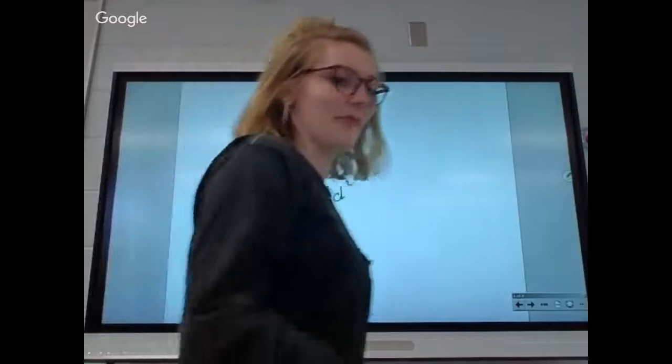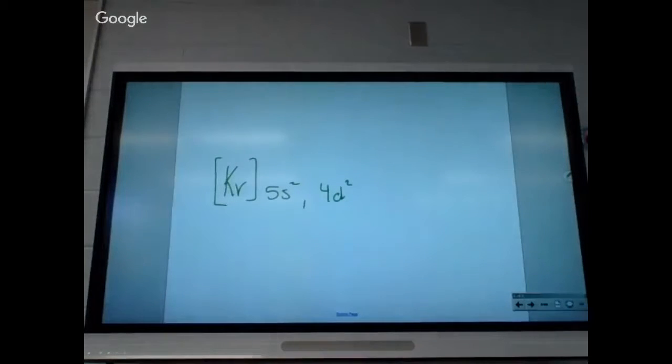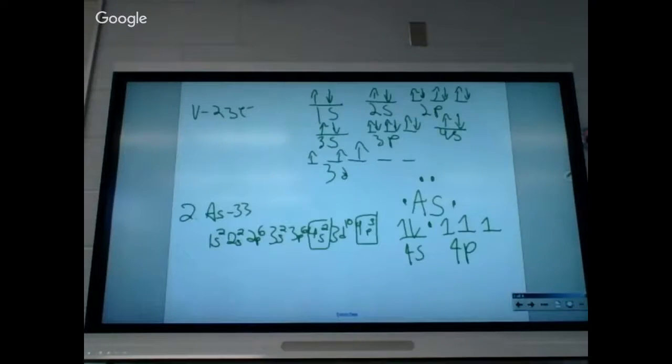The only thing is you don't have to put the comma there. If you did, it's fine, but we typically don't. Questions about how to do shorthand? Yeah, I don't know how to do that.